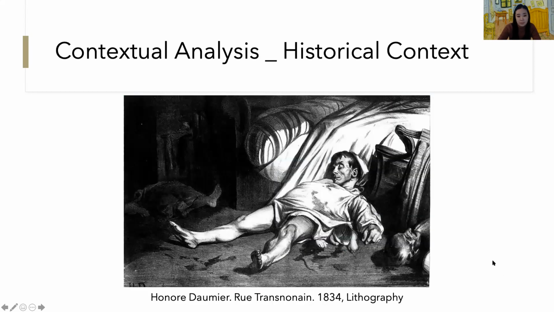And this is Honoré Daumier's Le Transnonain lithography work. So what can you see in this work of art?